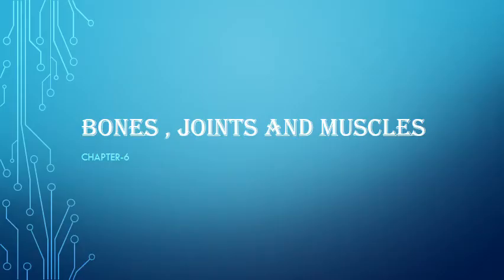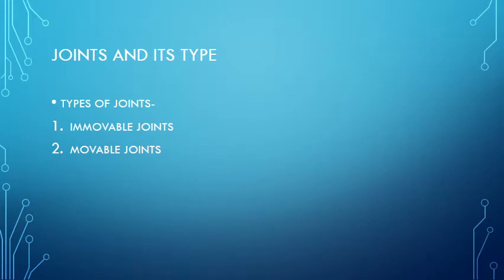So we are learning chapter 6, that is bones, joints and muscles. In the previous videos we have learned about the skull, the cage, the limbs and also the spine. Today we will talk about joints in our skeleton, or joints in our body.